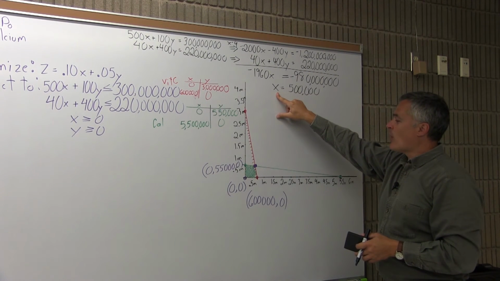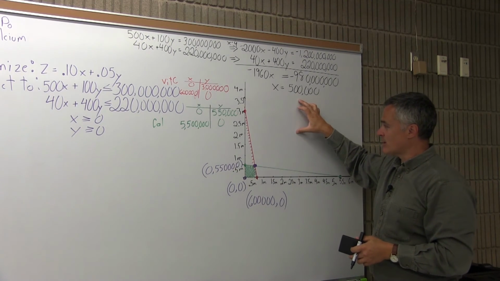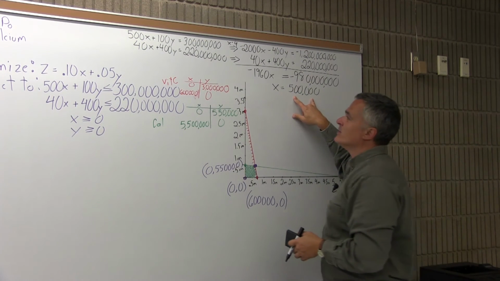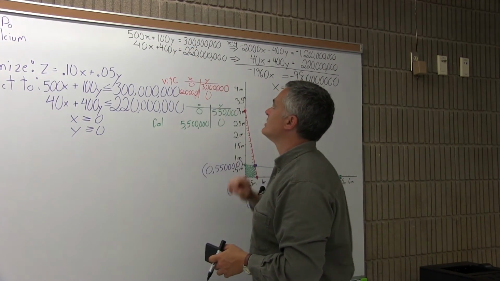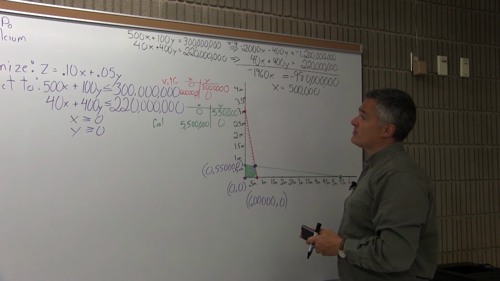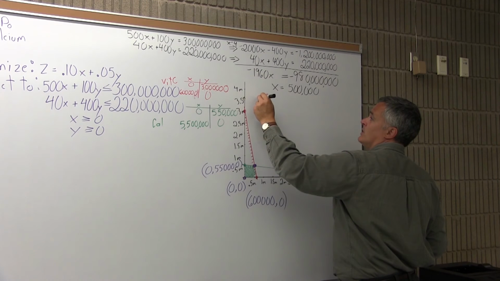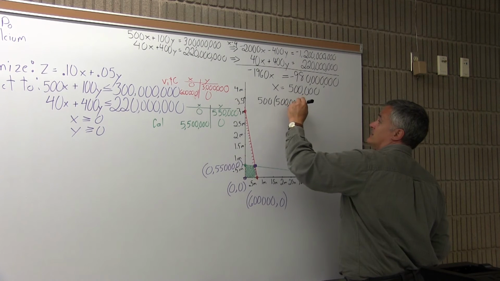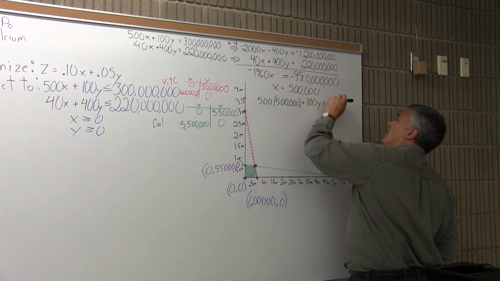So I have to find the y-coordinate. So what I found is the x-coordinate of the point where the red line and the green line intersect with each other. There's a y-coordinate that goes with that. To find the y-coordinate, I want to take the x that I found, go back to either of my very unpleasant original equations, and find the y that goes with it. I don't think it matters which one I pick for this. So for no special reason, I'll just pick the top one. So 500 times the value of x is 500,000 plus 100y equals 300 million.